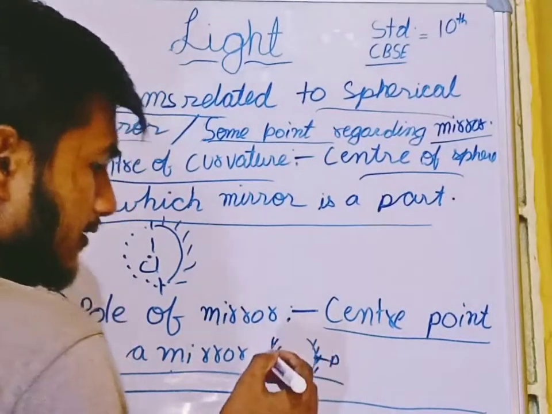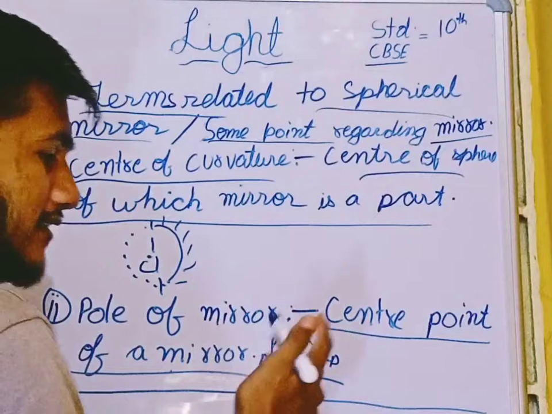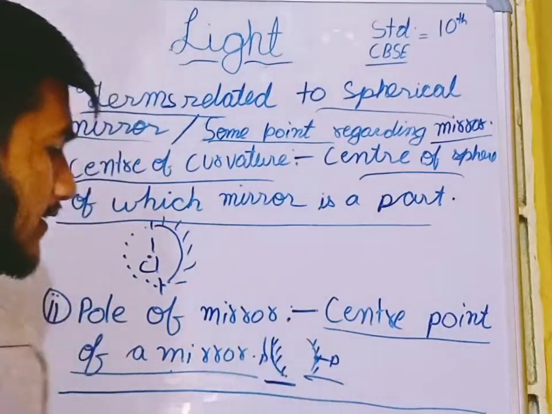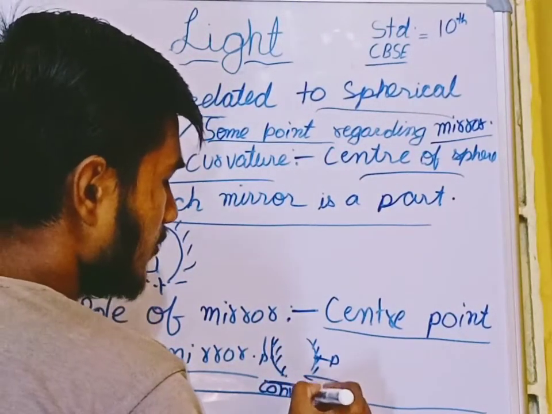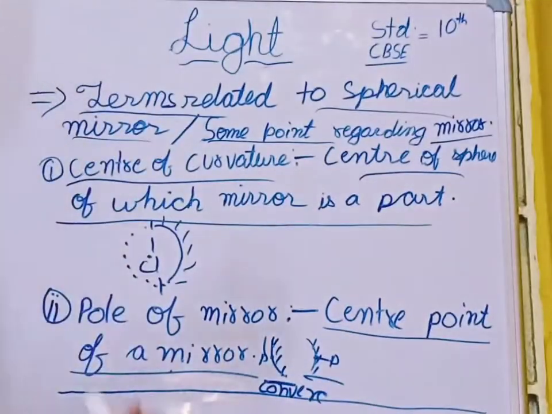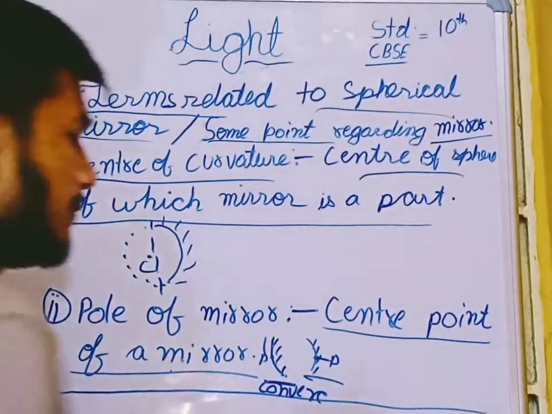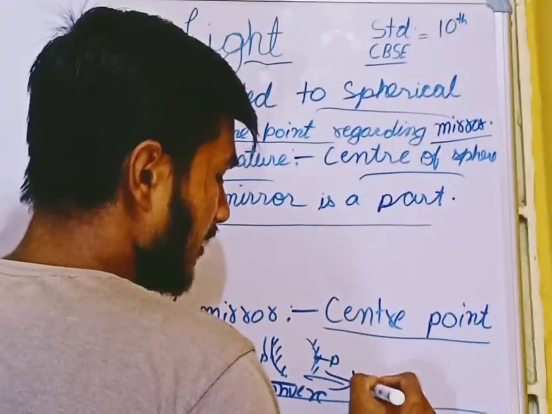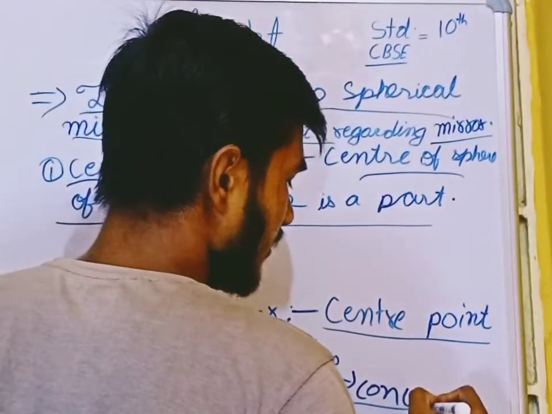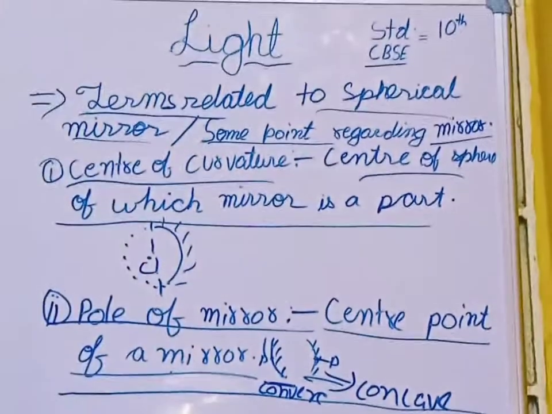If we paint inside and polish or silver it on the outer side, then it is called convex. And when we paint it on the outer side and silver or polish it on the inner side, then this is going to be concave. Now come back to the pole of mirror.